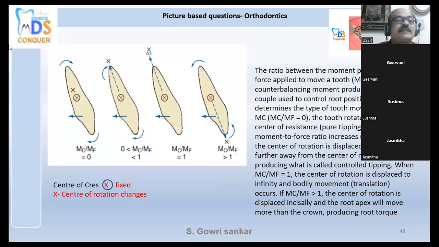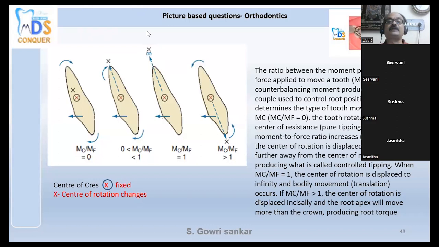Now, another point I would like to discuss. Are you able to follow me up to here? If you can see here, another X point is there. Can you see the X here? This is called the center of rotation.